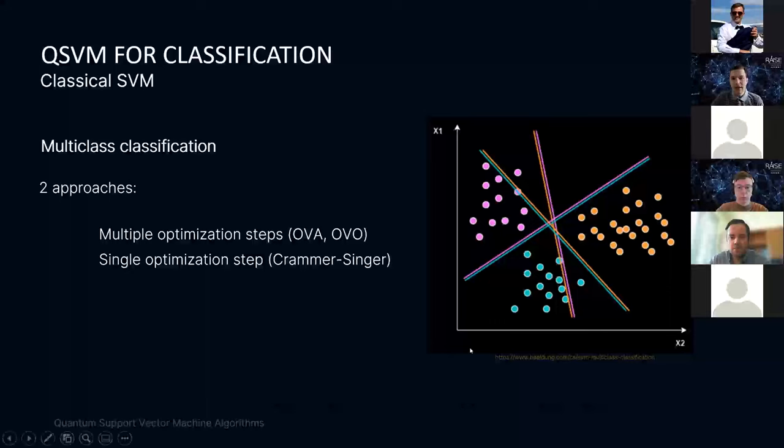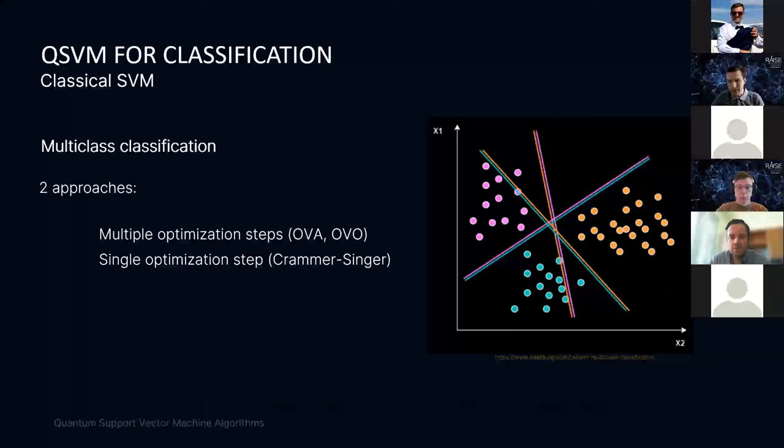The idea is, since training is one of the most demanding steps of the SVM, in particular of this Kramer-Singer algorithm, why don't we use quantum computing to enhance it? And why don't we use the most mature technology, the quantum annealing technology we already have and have learned about? Well, there's a big issue.